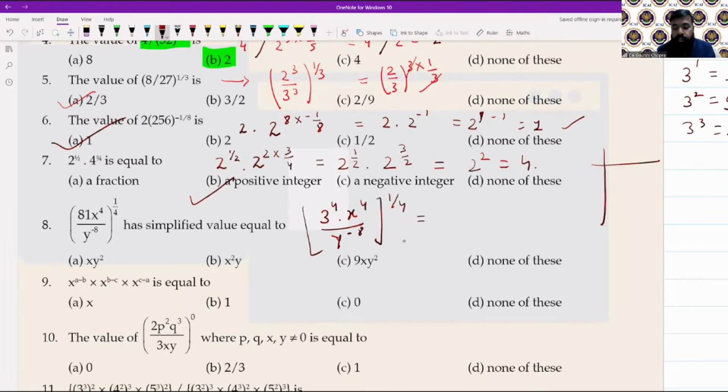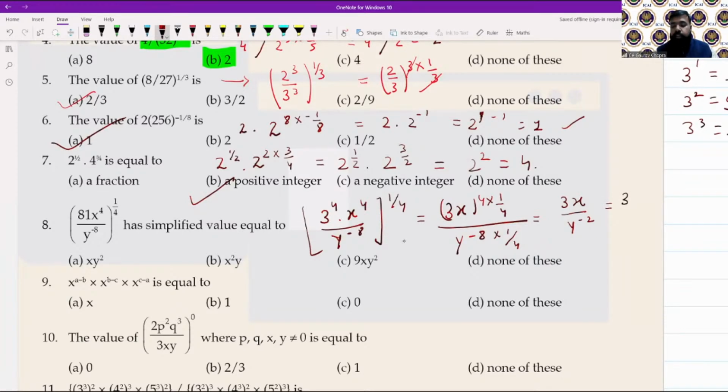So we can write 3x to the power of 4 multiplied by 1/4, and in denominator y to the power of minus 8 multiplied by 1/4. So 4 will get cancelled. So what is left? 3x in numerator, and then denominator, we are left with y to the power of minus 2.